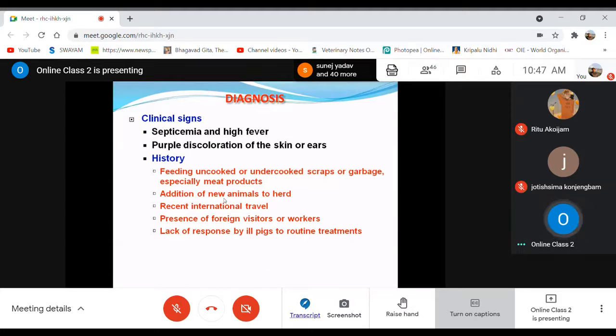So clinically, the cases of classical swine fever can be diagnosed based on the clinical signs and symptoms of a very septicemic condition of the disease: sudden onset of high rise of body temperature, purple discoloration or erythematous, or you can say cyanotic hyperemic condition of the body skin as well as the tips of the ears, and the history of the disease, that is feeding uncooked and undercooked scrap and garbage, especially using meat products, so it has been fed to the animals or not, that kind of history.